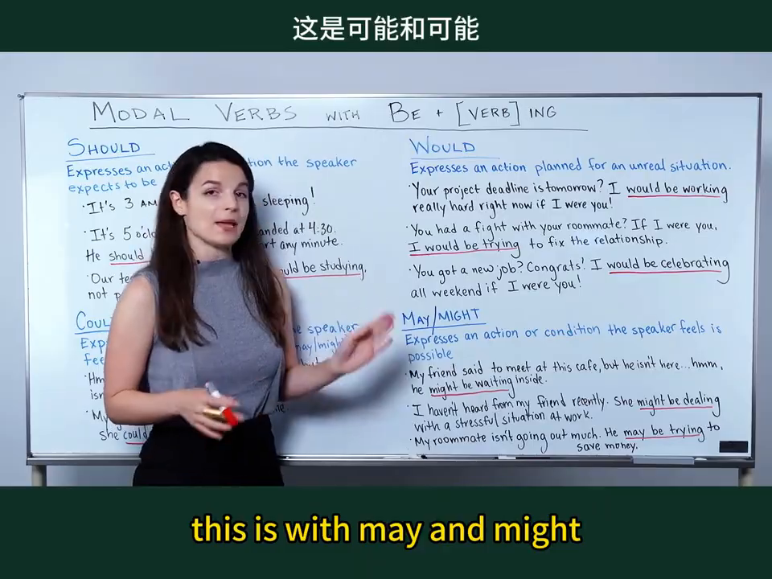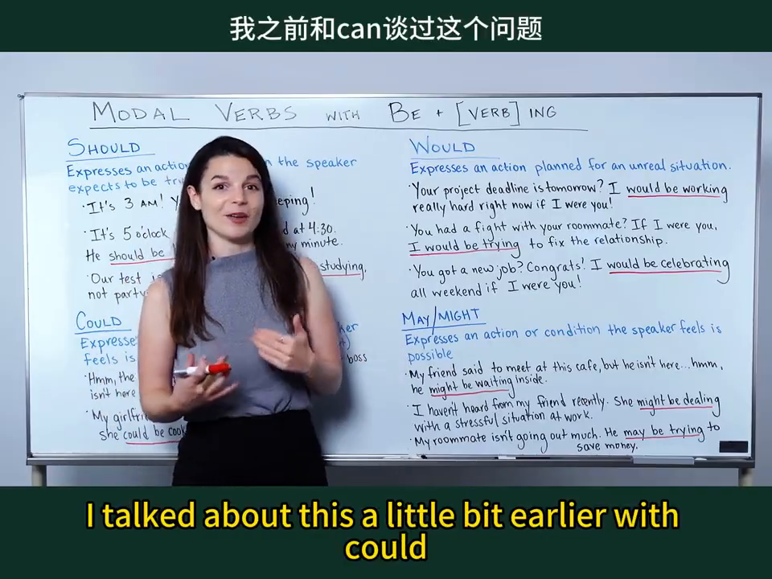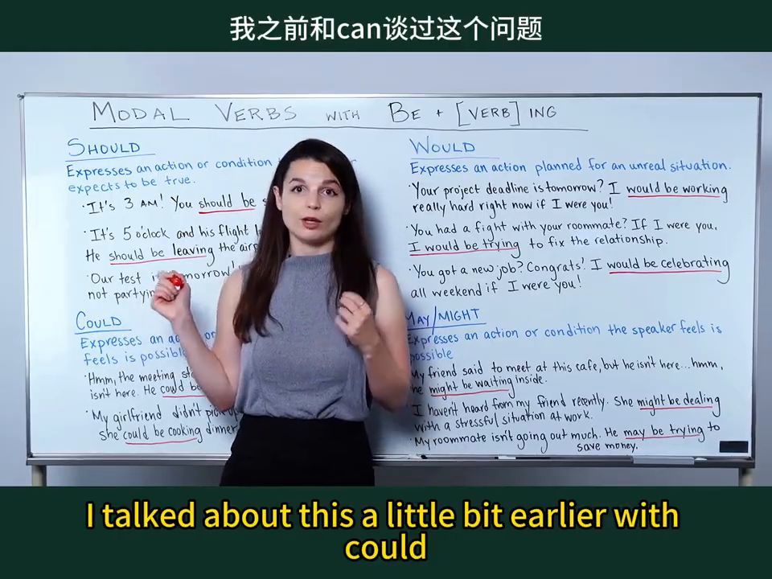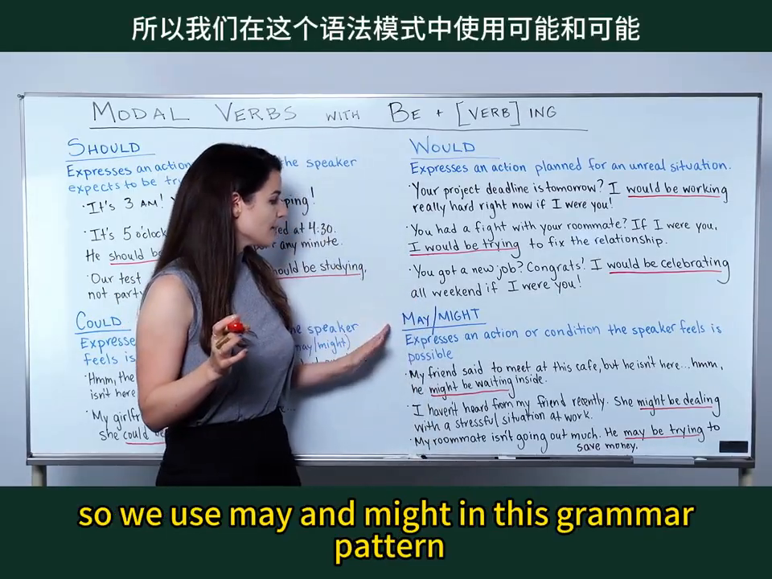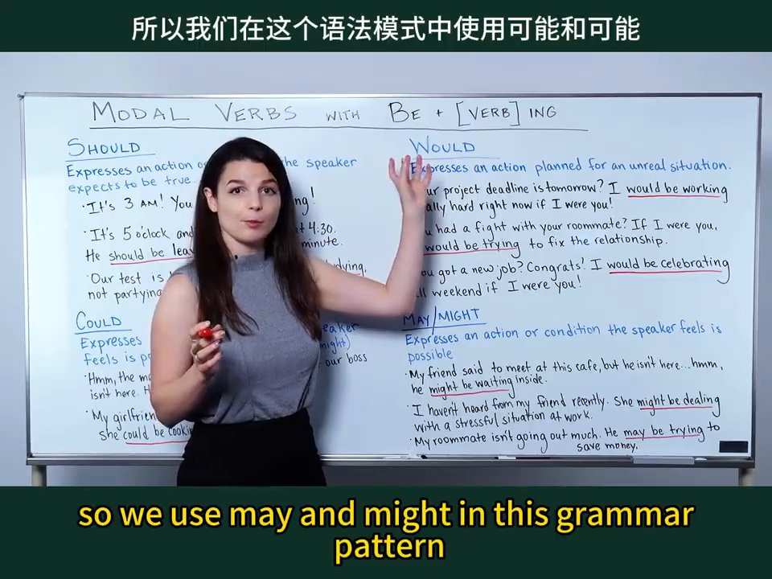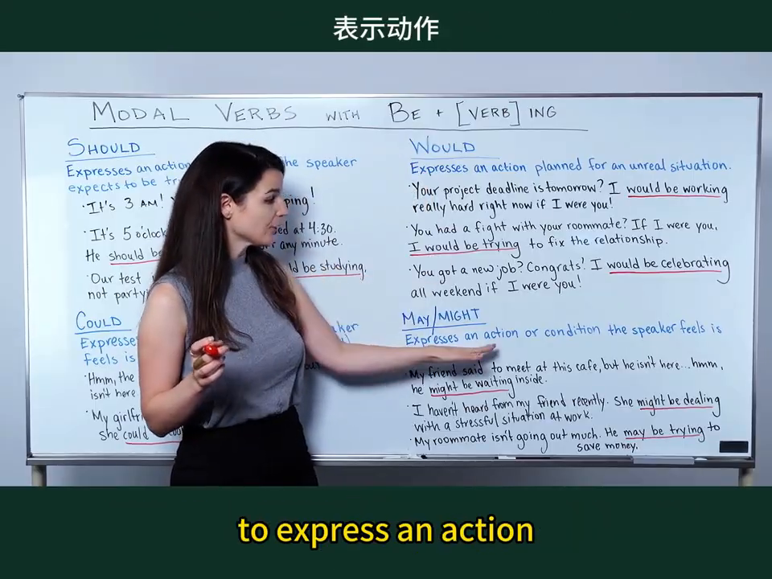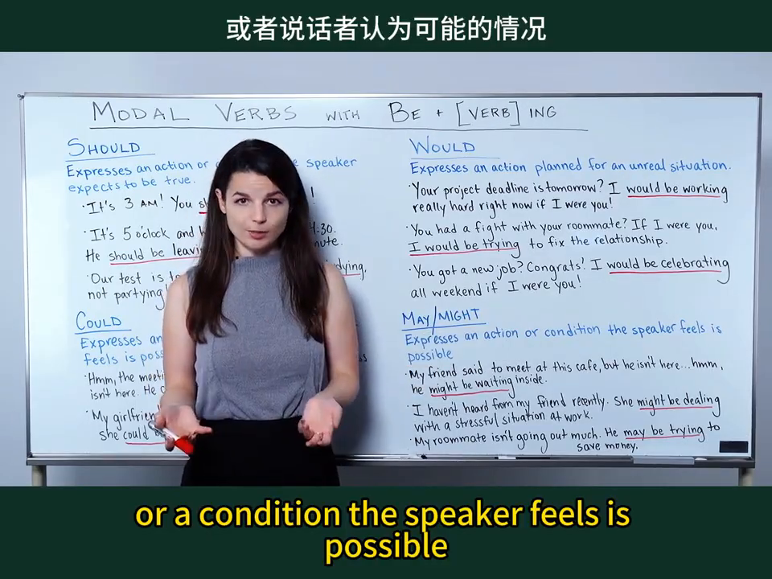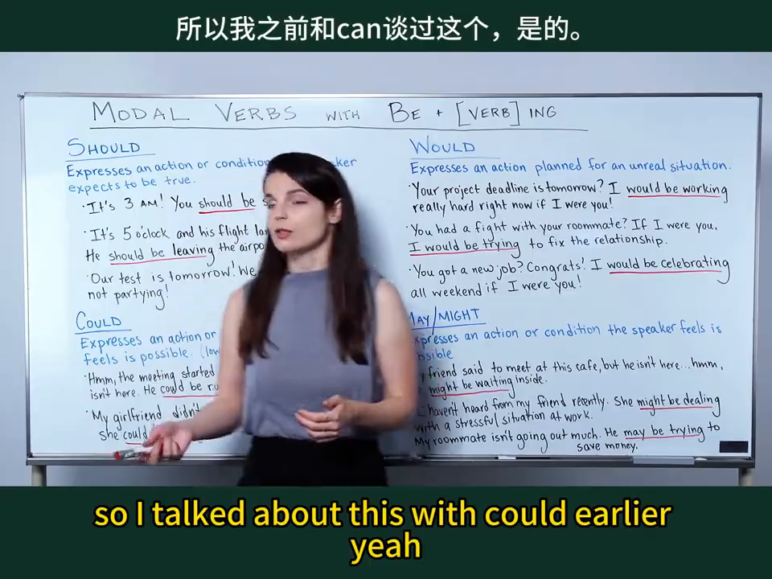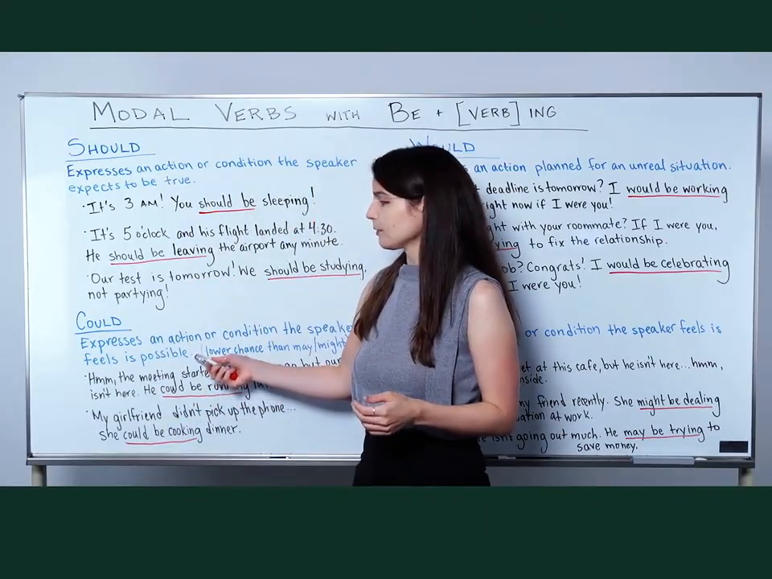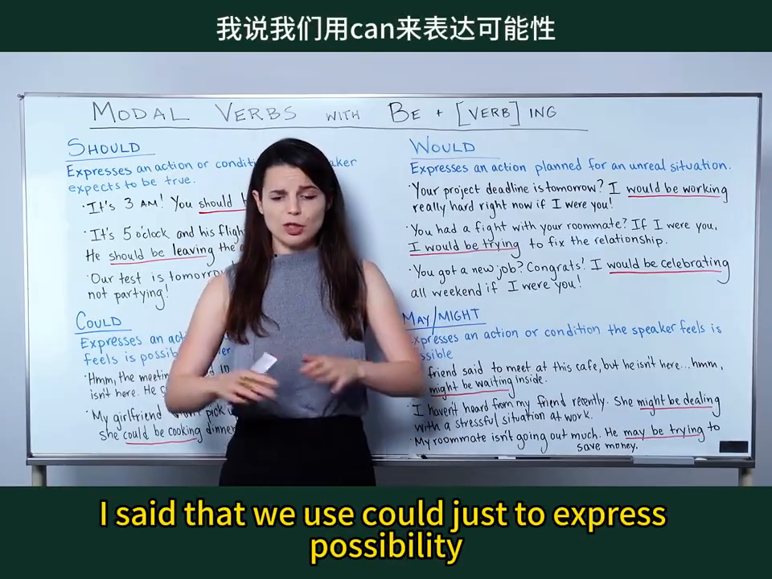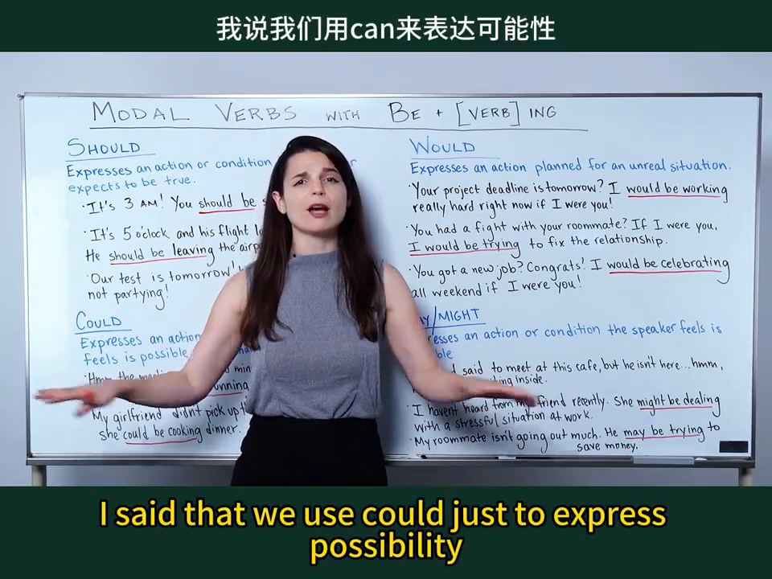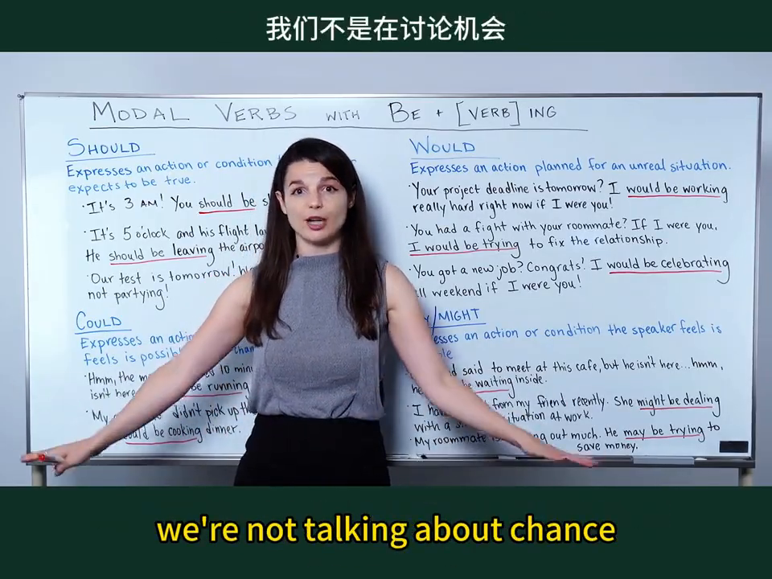This is with may and might. I talked about this a little bit earlier with could. So we use may and might in this grammar pattern to express an action or a condition the speaker feels is possible. So I talked about this with could earlier, yeah? With could, I said that we use could just to express possibility. We're not talking about chance.